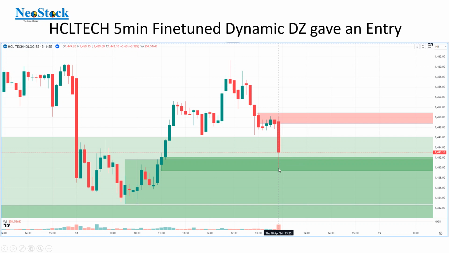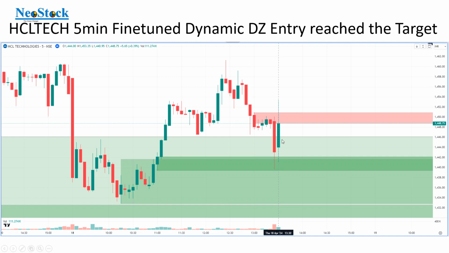So you got the entry. HCL Tech 5 minutes fine-tuned dynamic demand zone gave an entry. Now what is the target? The 15 minutes supply zone, what we have already drawn. But see what happened. The next candle itself it reached the target. That means the trade is completed in just 10 minutes.